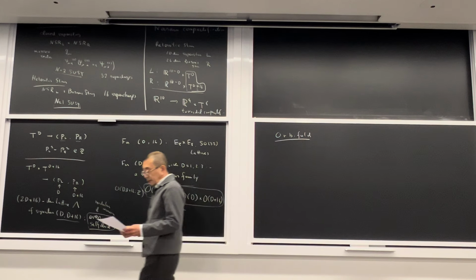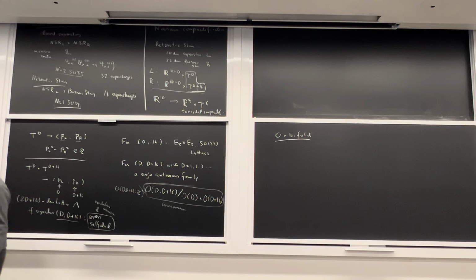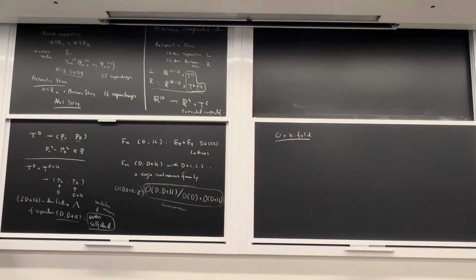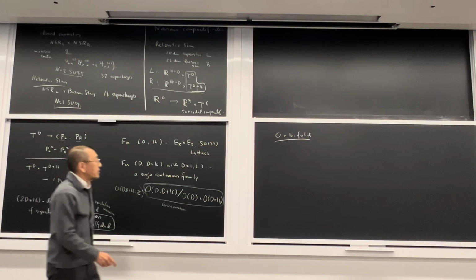So let me start discussing orbifold. Orbifold is the simplest construction. You can start from the toroidal compactification that reduces supersymmetry. I will start with some example.